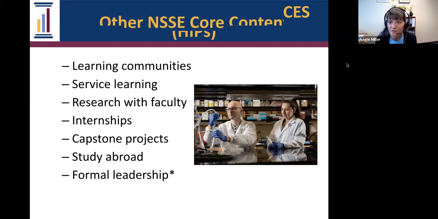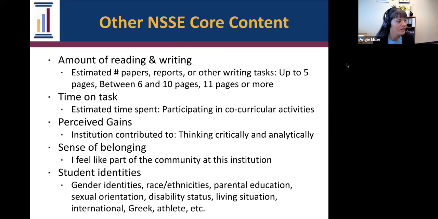And then there's some other things on the core. So we do ask about things like reading and writing. We ask them to estimate the number of papers, reports, and other writing tasks of these different lengths. Time on task. So we might ask them how much they're spending time in co-curricular activities. How much their institution contributed to what we call perceived gains. So things like thinking critically and analytically, some sort of broad skills.